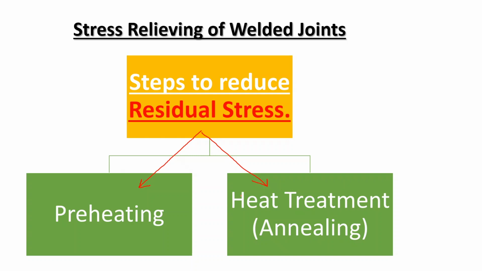The second method is your heat treatment. This is your first method and this is your second method. In this, we do normalizing or annealing in order to reduce the residual stress. The first method is your pre-welding method and the second method is your post-welding method. We use preheating to reduce the residual stresses before actually welding the structure, and we use heat treatment obviously after the welding of the structure.